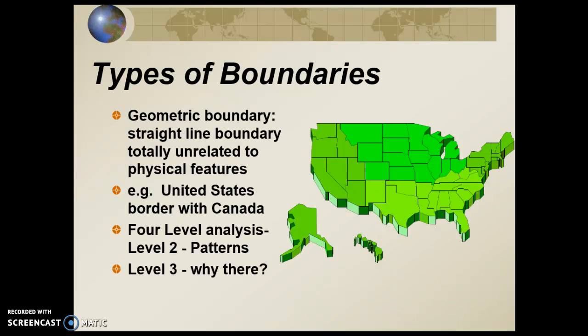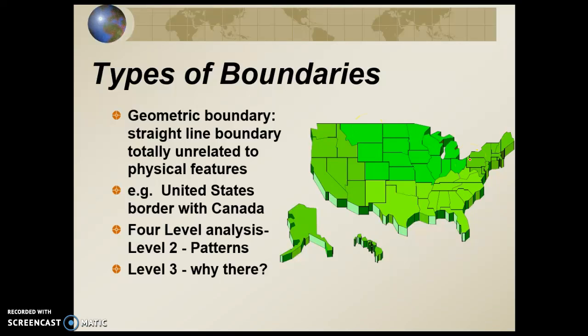Okay, so there are lots of different types of boundaries. There are geometric boundaries, which are typically straight line boundaries. You see a lot of those in the western part of the United States, with Canada. And then there are also physical boundaries, which typically are related to physical features. So you have straight line boundaries, which are geometric, and then you have a lot of these physical boundaries.